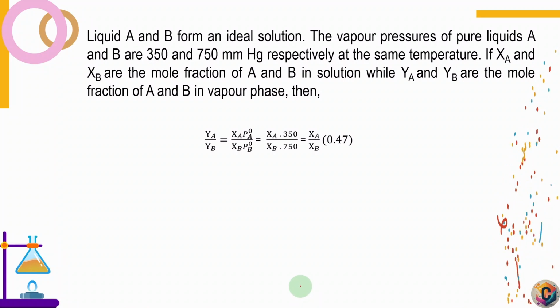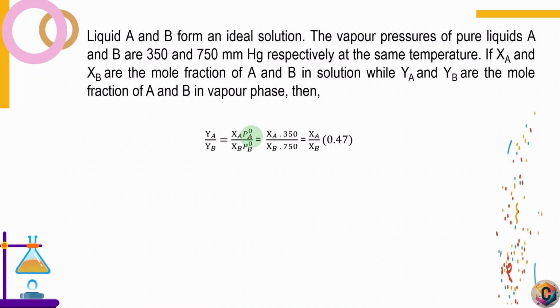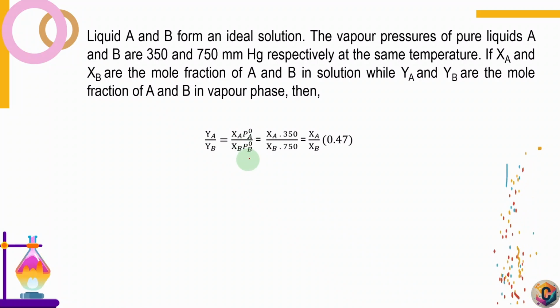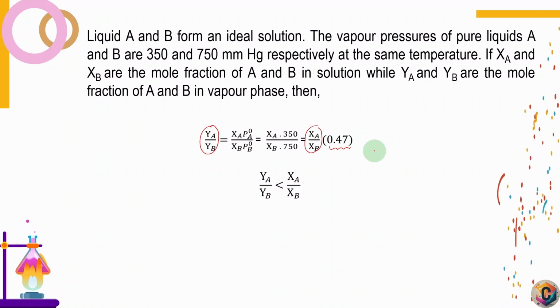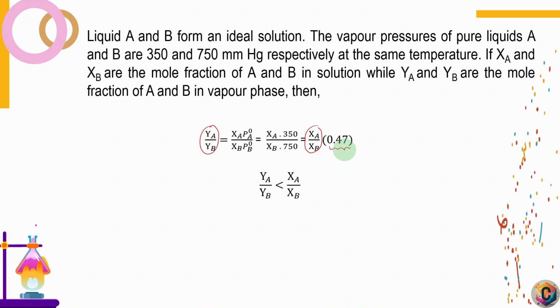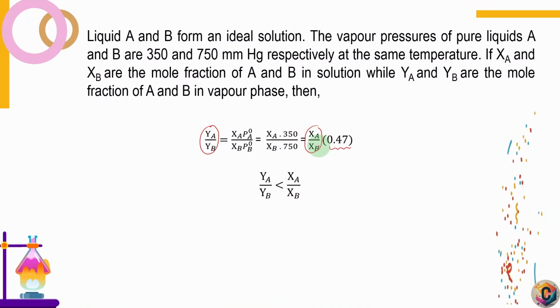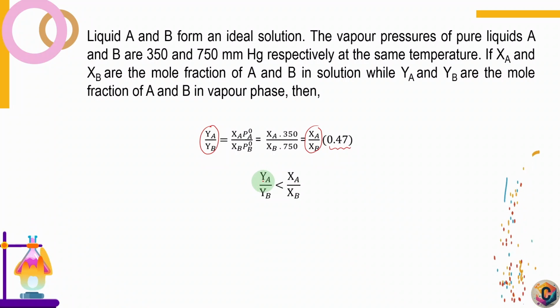Now if you substitute the values of PA naught and PB naught in this formula and simplify it, you will get the answer as 0.47. The values of YA and YB are obtained when you multiply XA and XB with this 0.47, which indicates that XA and XB are greater than YA and YB. So this is your option.